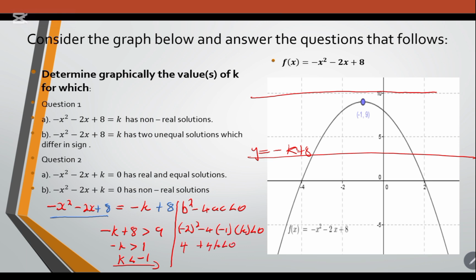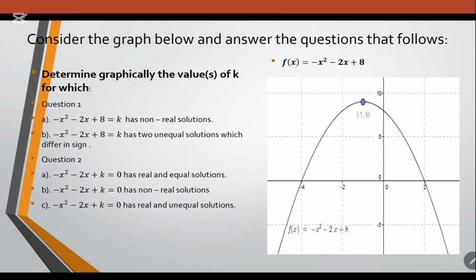And then we take this 4 that side, we've got 4k is less than 0. When the 4 goes that side, it becomes negative 4. And we divide both sides by 4, therefore k is less than negative 1. So k is less than negative 1.